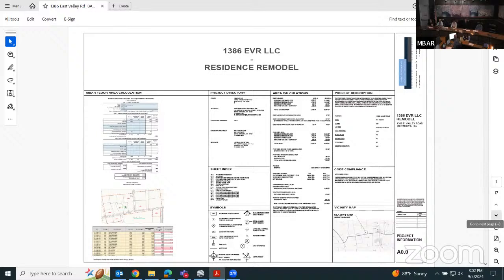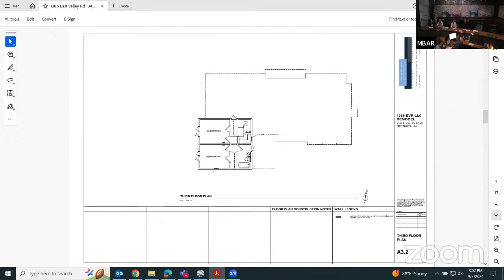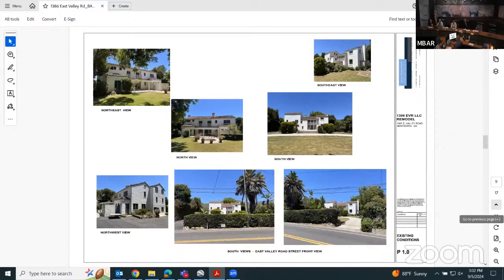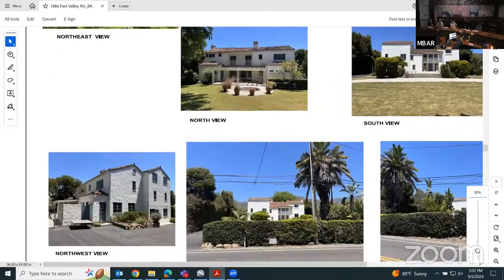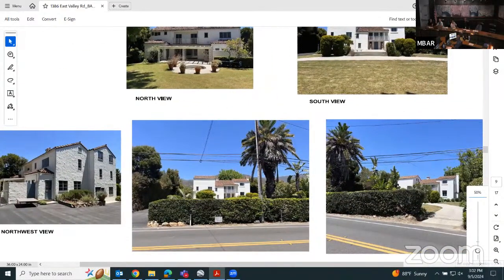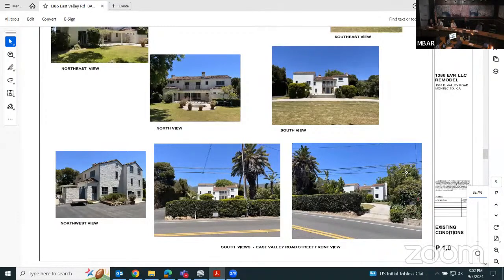Can you please go to the sheet P 1.0? It's a photograph of the home. Existing. There you go, back one. So this is on East Valley Road. The 2 lower photos are from East Valley, looking back at the house. That middle one. The original proposal had additions off of this house, expanding the footprint. And again, I don't feel like that's necessary. I think we can do the interior remodel we need to do without those extra additions.